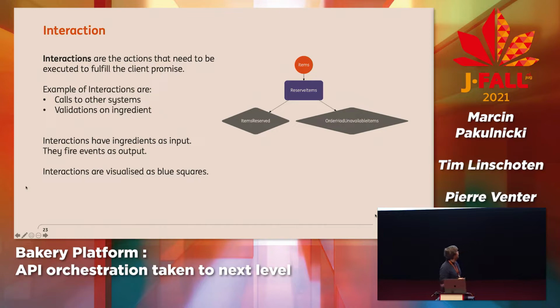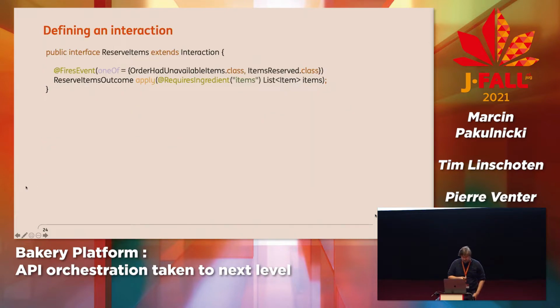So one of the two. So in our example, we want to reserve items for the customer, and we first need the items that he wants to have reserved. And the outcome will be either they will be reserved, or we cannot reserve them since they're not available. So you can already see a little bit of a flow diagram in the interaction itself. So let's go into the code of this interaction.